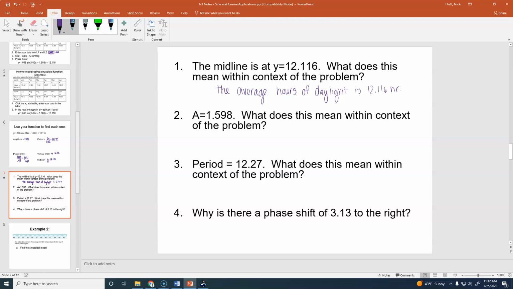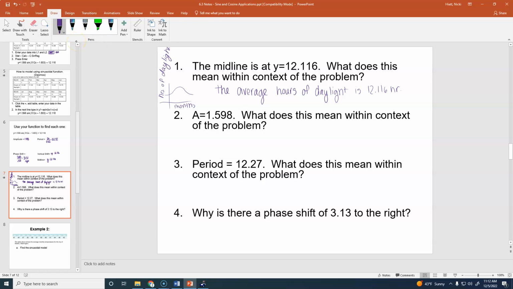12.116 hours. Because if you think of this graph that we are looking at, on the y-axis you have hours of daylight, and on the x-axis you have months.